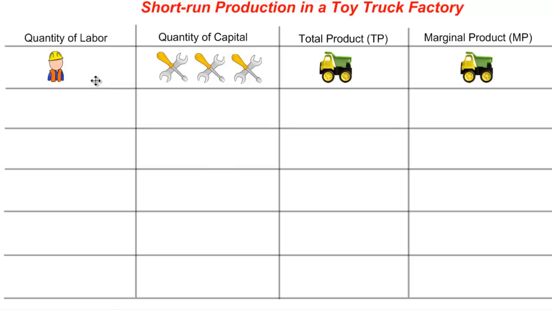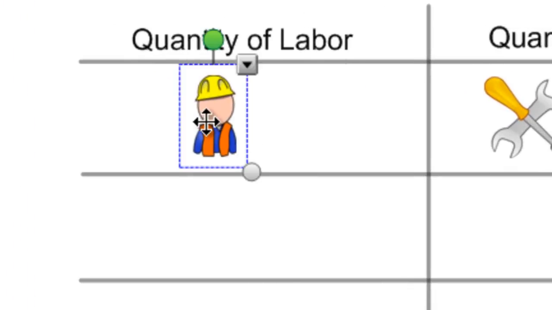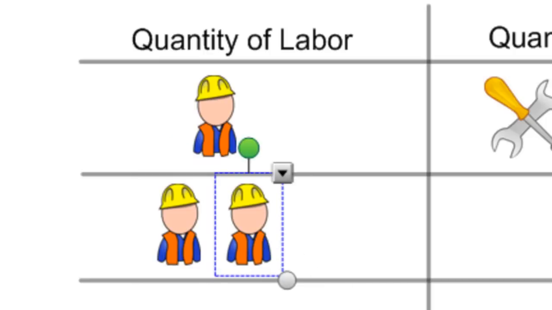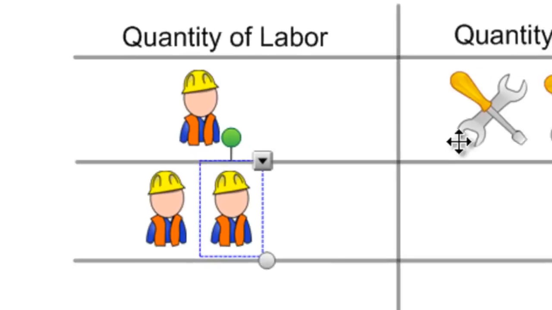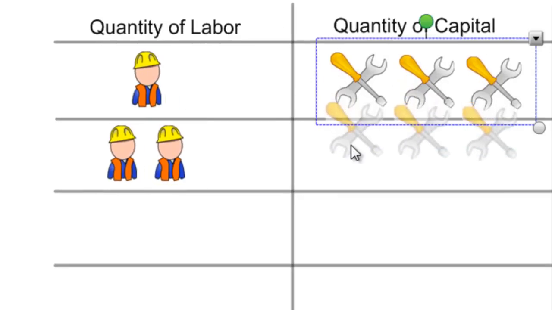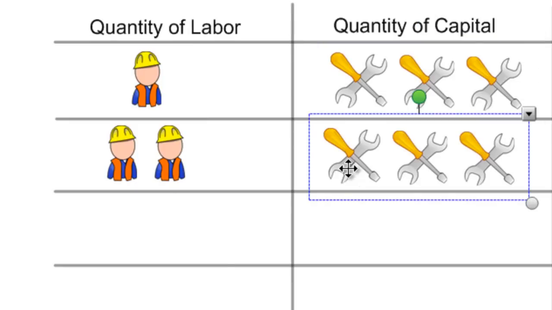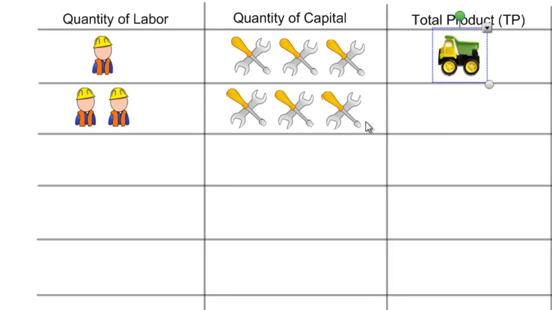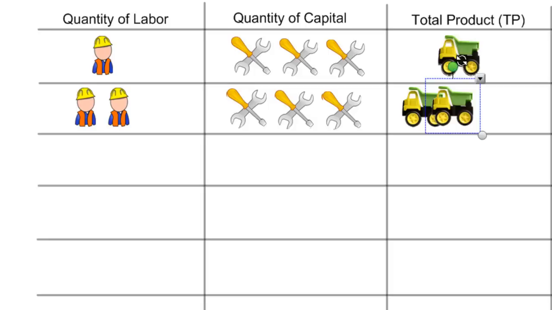Now let's go over to our quantity of labor column and see what happens when we add additional workers. Let's assume that the factory owner hires 1 additional worker. So now there are 2 workers employed in the production of toy trucks. However, since we are in the short run, the amount of capital available remains fixed at only 3. We can assume that with a second worker added to the production process, the productivity, or the efficiency with which the 3 sets of tools are used, will increase, and the total product of the 2 workers will exceed the total product of 1 worker by 2 additional trucks.